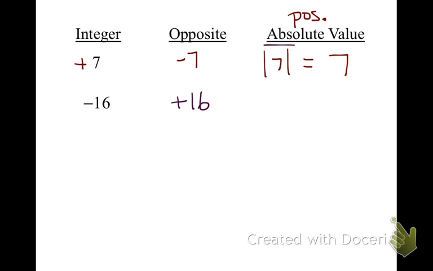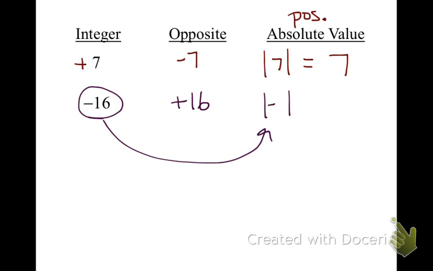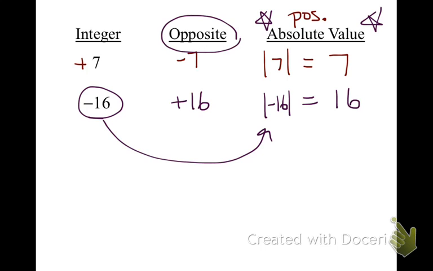Now once again, they want us to take the absolute value. So I write my absolute value signs, and take my negative 16, I'm going to plug it right in here. What's the absolute value of negative 16? It's going to give me a positive 16. So don't forget, absolute values will always be a positive term. Opposites, though, are going to be a little different, so be very careful of what they're asking for. Are they asking for the opposite value, or are they asking for the absolute value?